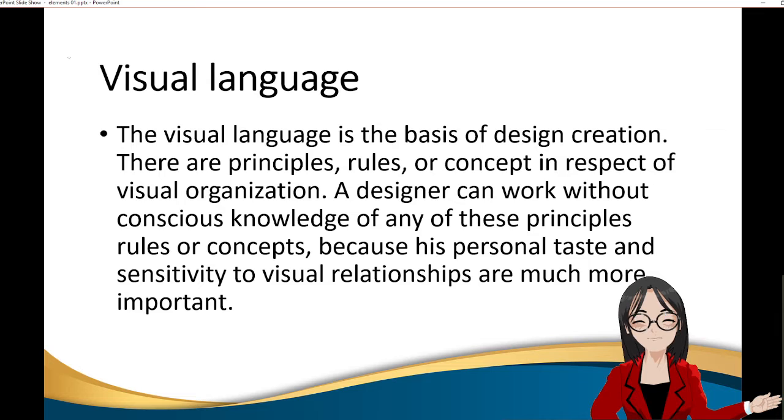Next, let's discuss visual language. Visual language is the basis of design creation and the principles, rules, or concepts in respect of visual organization. A designer can work without conscious knowledge of any of these principles, rules, or concepts because his personal taste and sensitivity to visual relationships are much more important.